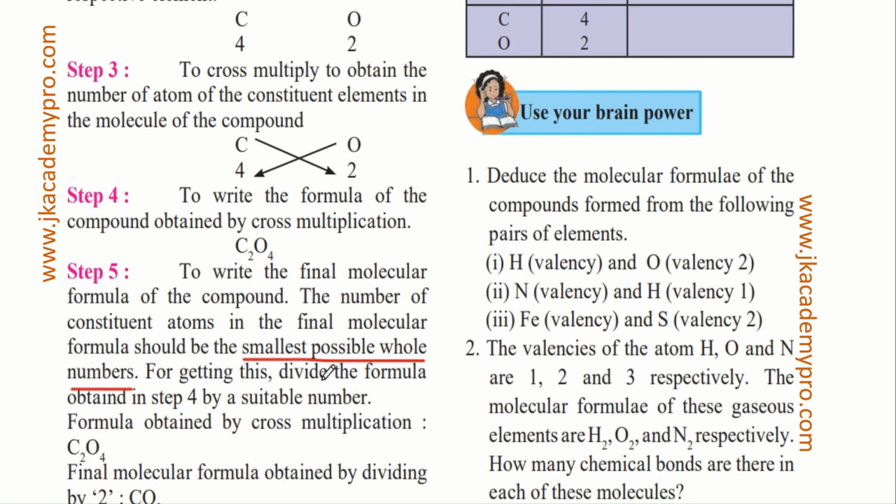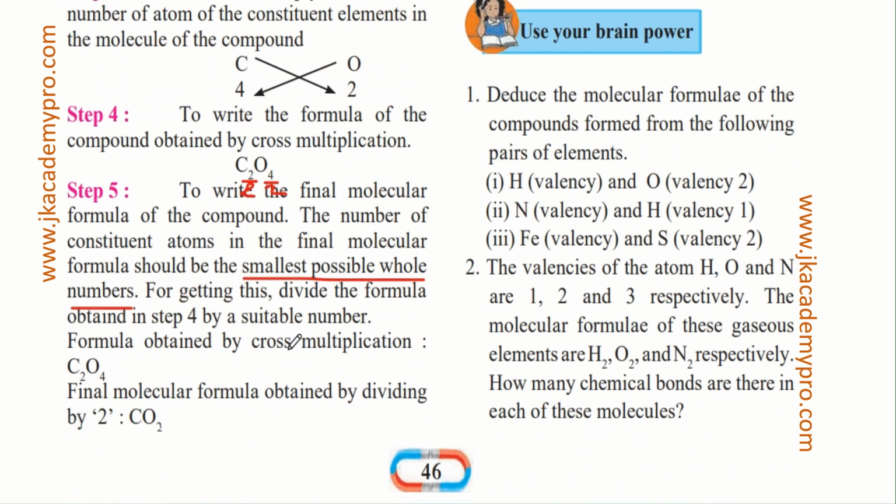For getting this, divide the formula obtained in step 4 by a suitable number. So we have to divide this 2 and 4 in such a way that we get the smallest possible whole number. So 2 and 4 are easily divisible by the number 2. So we can easily divide both these numbers by 2. The formula obtained by cross multiplication is C2O4, and the final molecular formula obtained by dividing by 2, we get CO2. And this is carbon dioxide that is present in the air around us. It has a molecular formula of CO2. And we easily obtain this molecular formula just by knowing the valencies of carbon and oxygen.